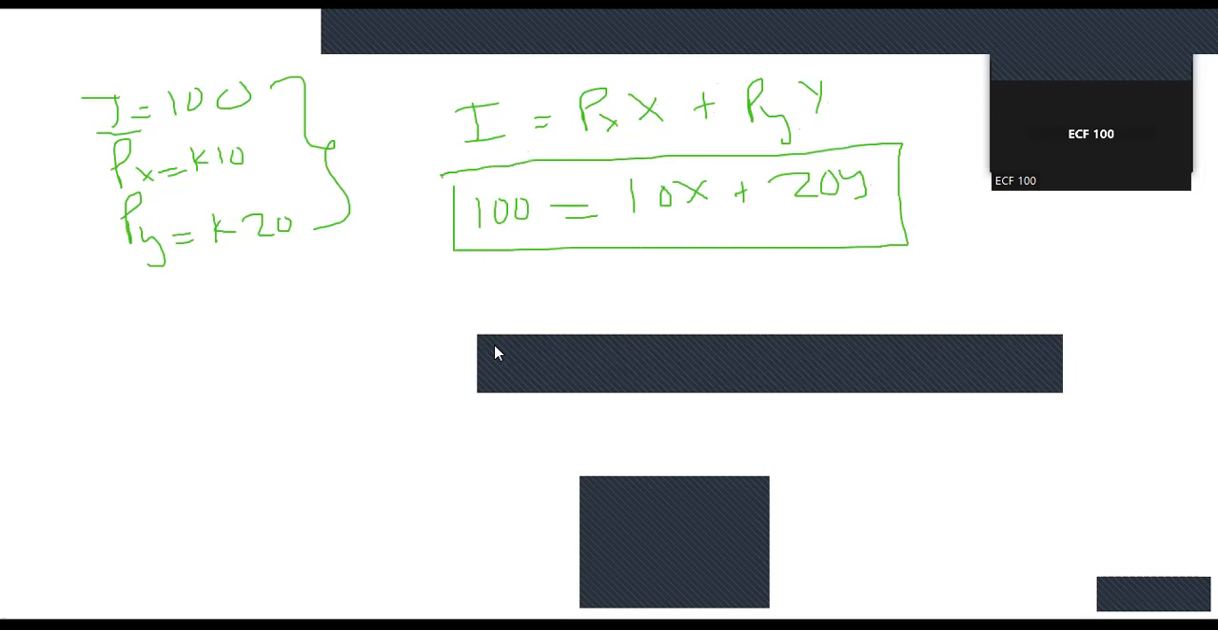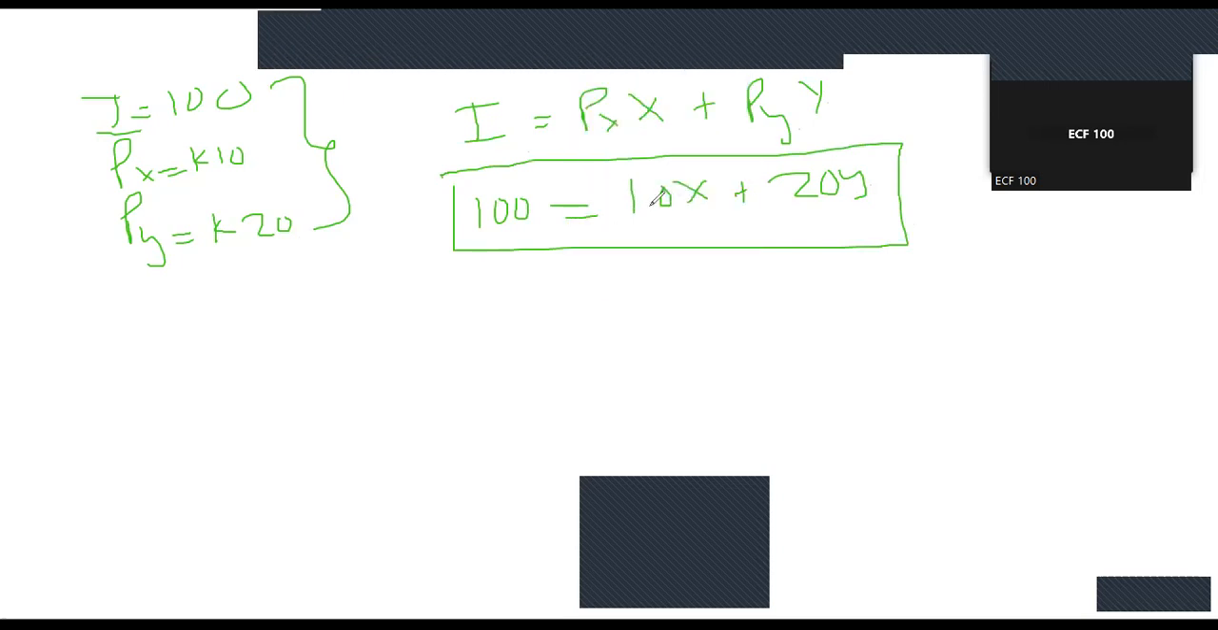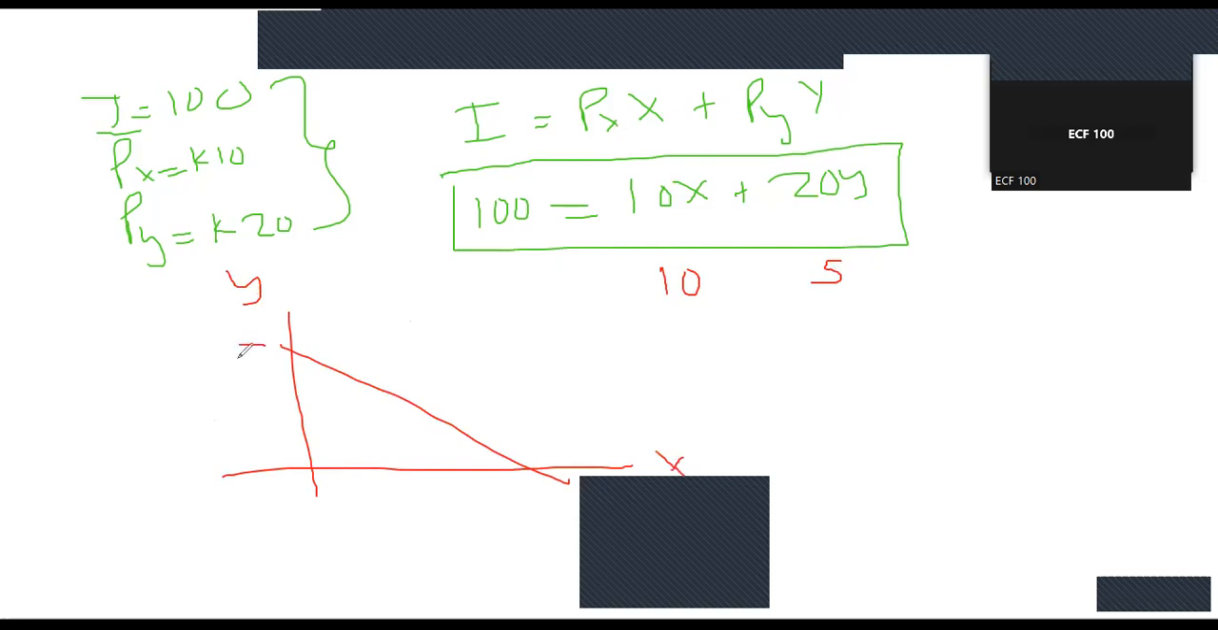So how do we sketch the line? We're going to find the intercepts. What number is before the X? It is 10. 10 into 100, we get 10. What number is before the Y? It is 20. 20 into 100 is 5. This is how we draw the budget line. Our Y will cut on the 5, and our X will cut on the 10. So our income, or the budget line, is equal to 10X plus 20Y.